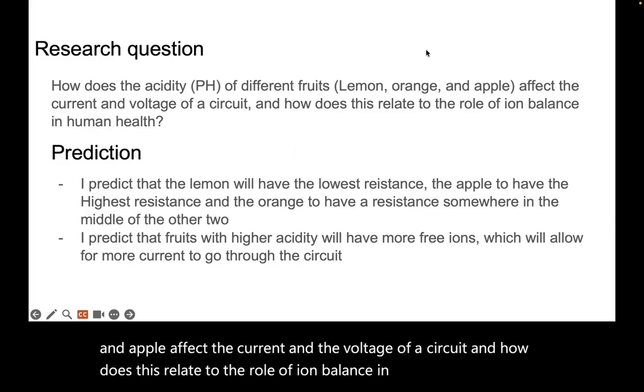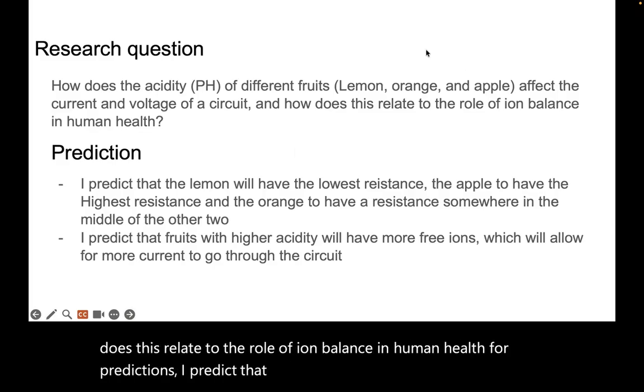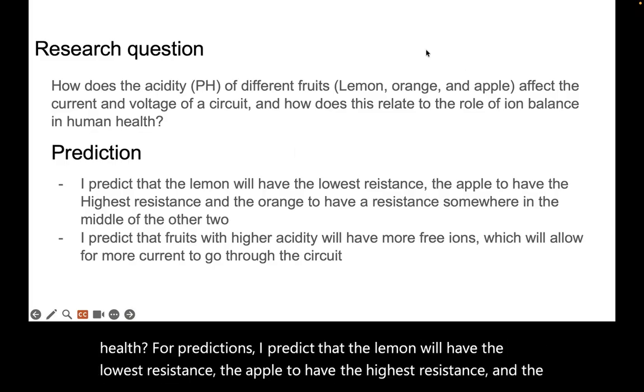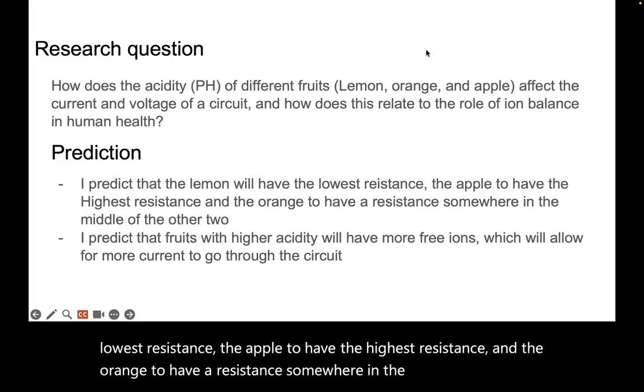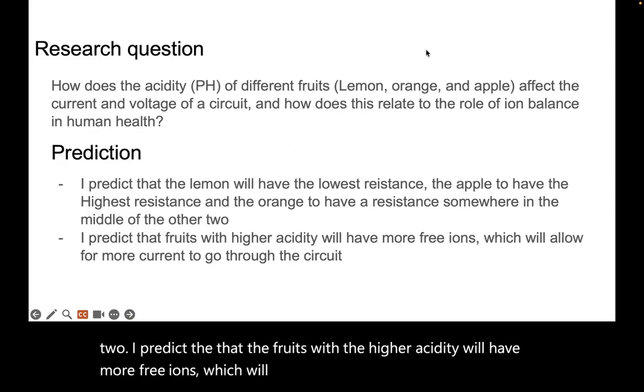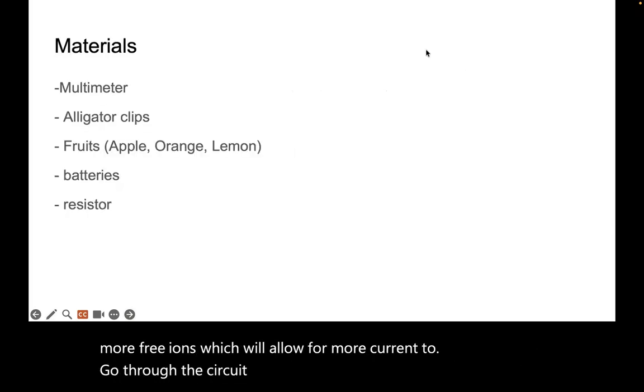For predictions, I predict that the lemon will have the lowest resistance, the apple to have the highest resistance, and the orange to have a resistance somewhere in the middle of the other two. I predict that the fruits with the higher acidity will have more free ions, which will allow for more current to go through the circuit. These are the materials used.